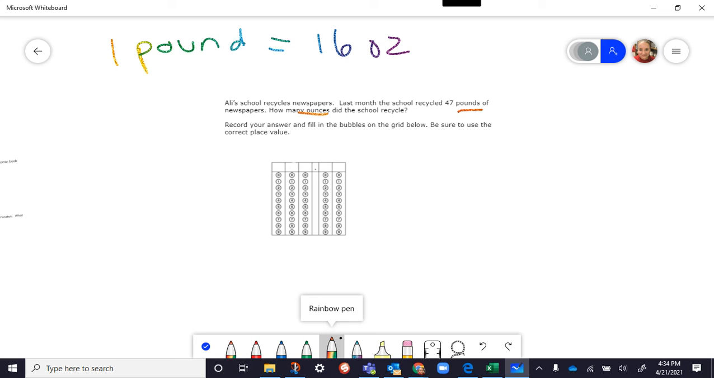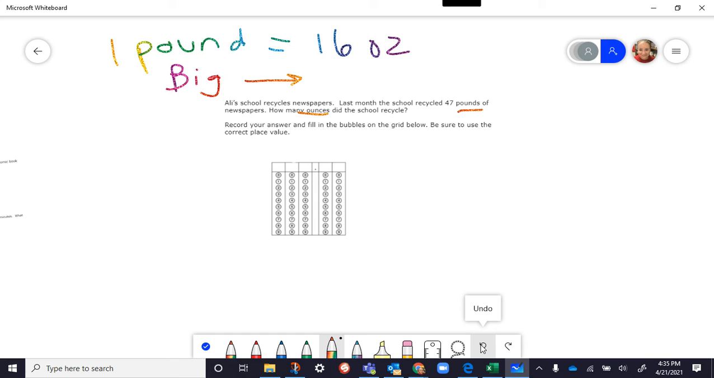So I know that if it takes 16 ounces to make 1 pound, the pound is my bigger unit, and I'm moving here. Well, actually, you know what? I wrote this backwards. Let me start over. Oh no, I did it right. Let me see if I can go backwards. Oh, yay. Okay. I thought they were starting with ounces, but I was right. It's pounds. We're all good.